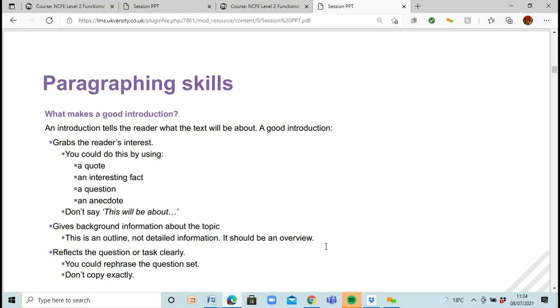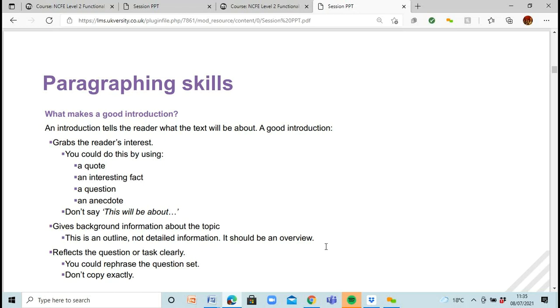So otherwise, sometimes I'll pick something up. I'll start reading an article or a letter or something, and I'll be like, oh, this is interesting. Let's see what happens. So a good introduction will actually grab the reader's interest. So sometimes you can do this by using a quote, an interesting fact. Sometimes you can use a question.